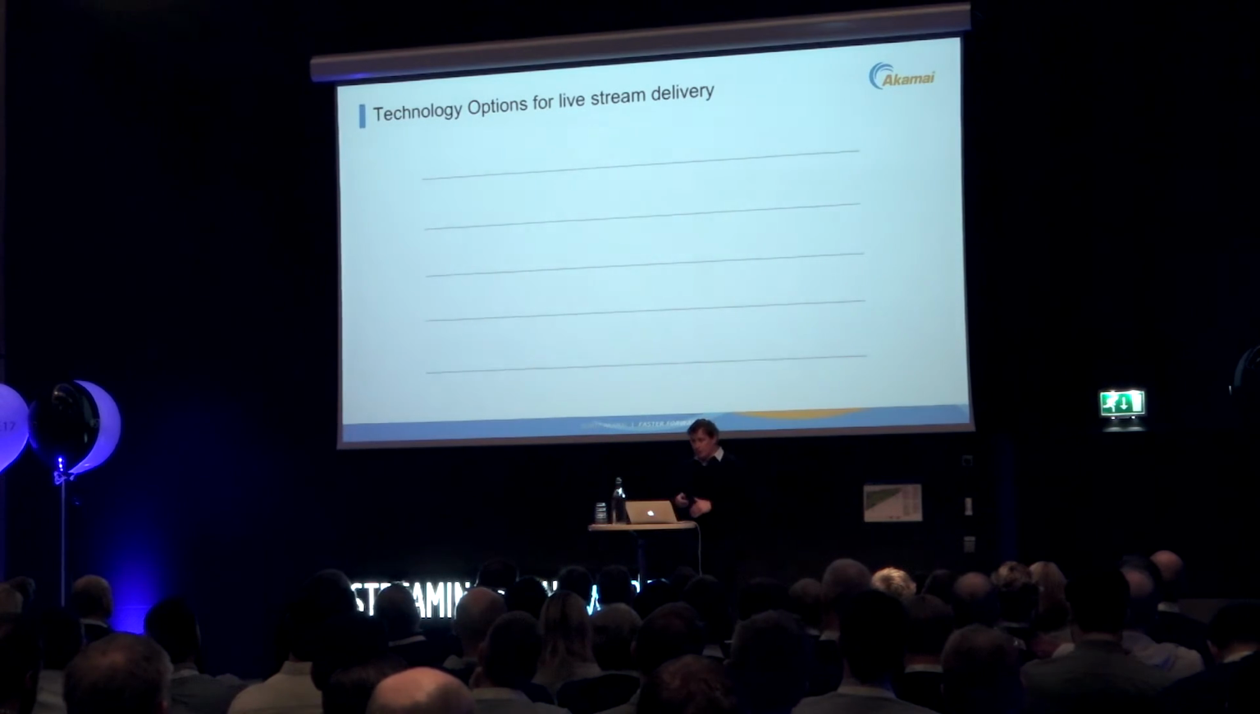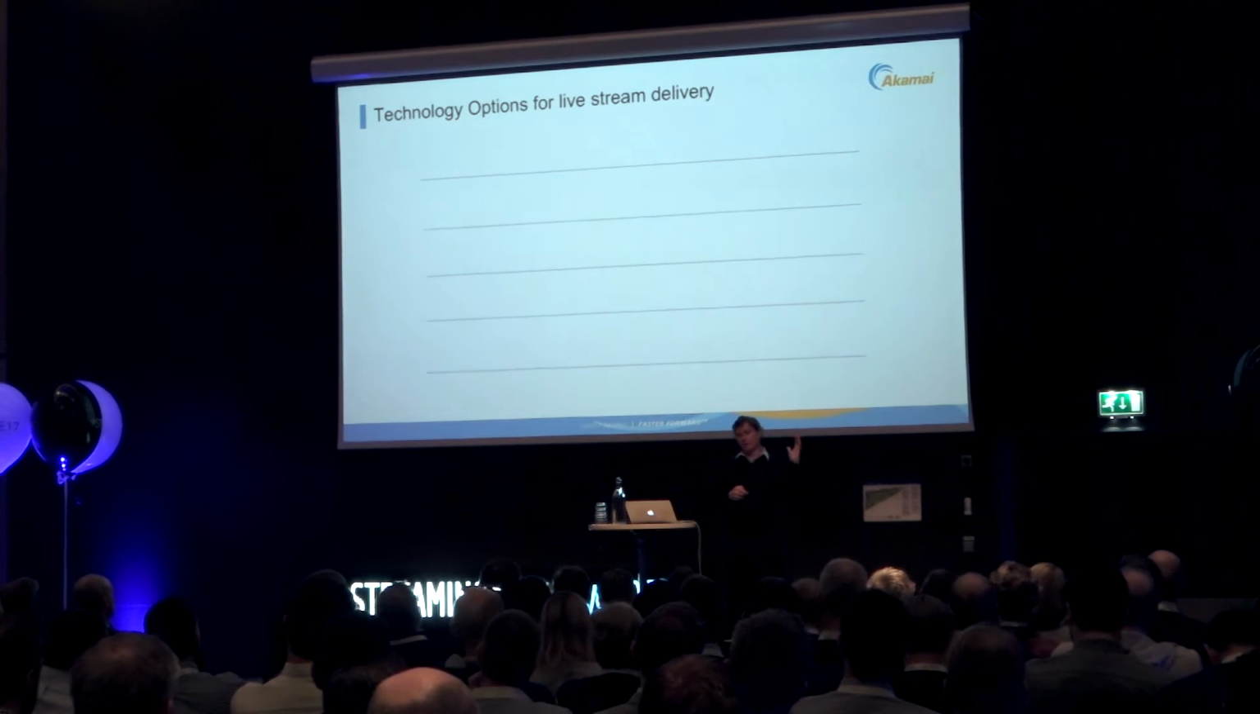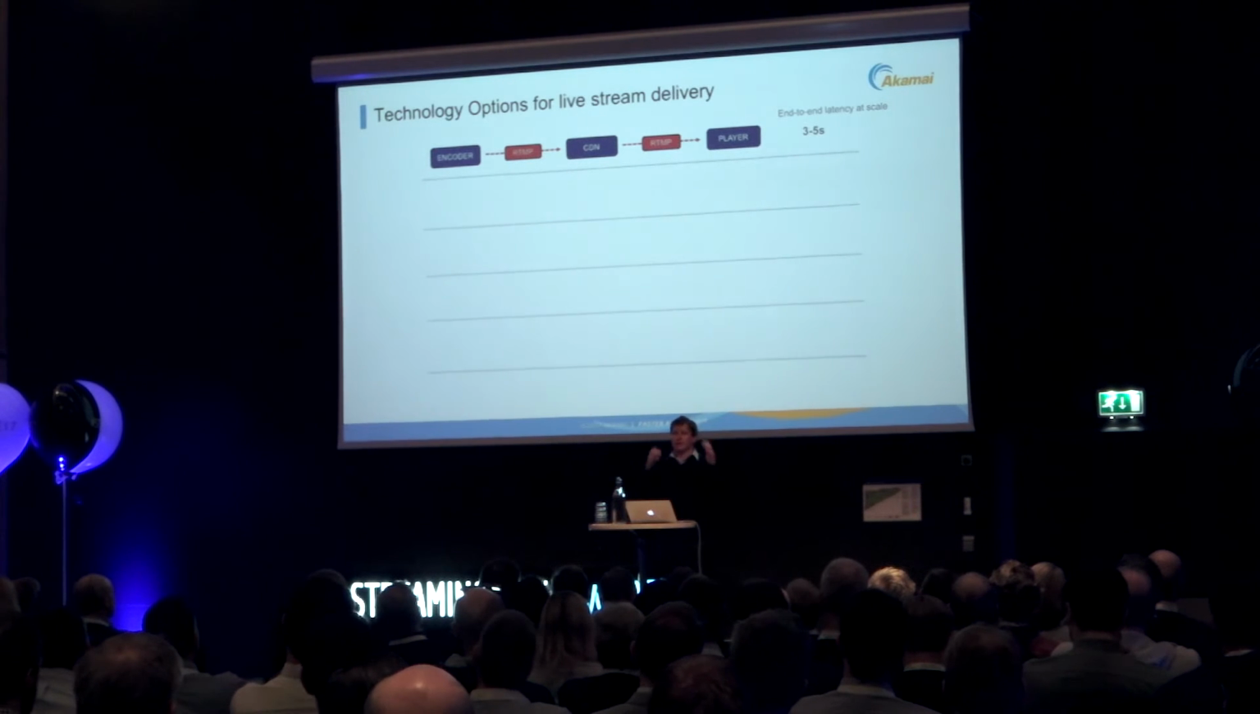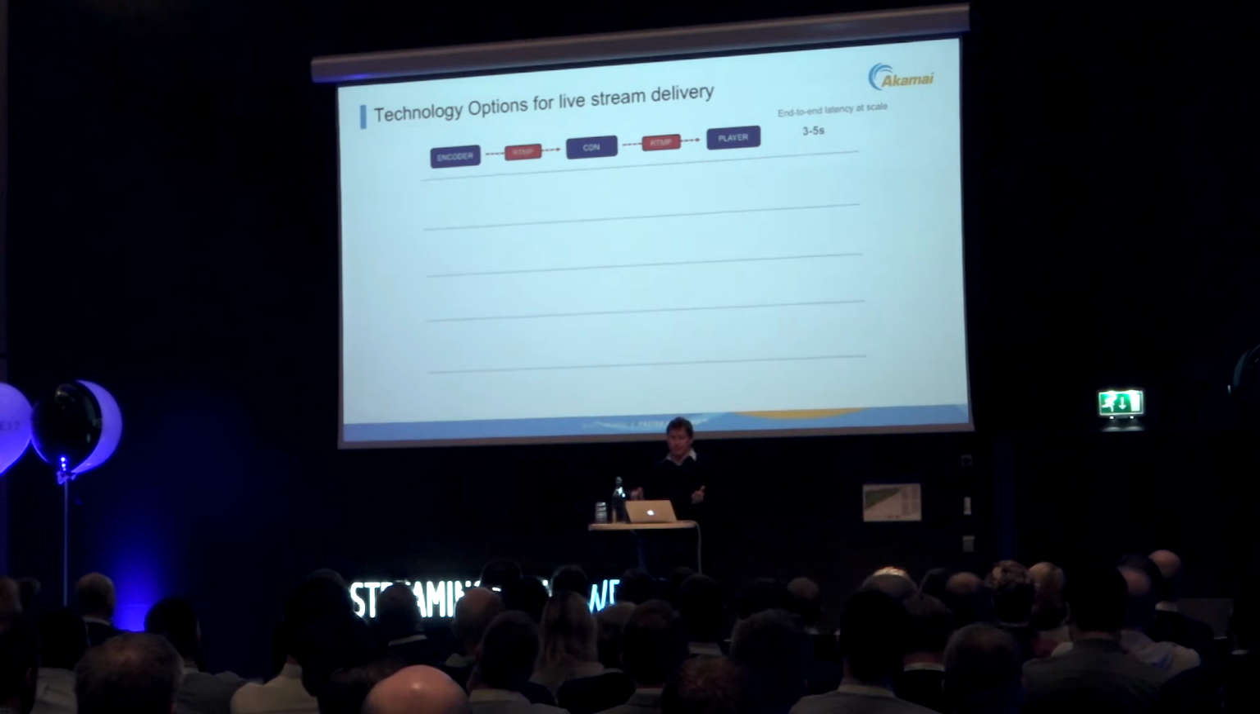Now, there are a number of options for live stream delivery, and I just want to go through some of them and look at their applicability in terms of latency. So typically, you always have an encoder. It's producing some input format. It goes to a CDN. There's an output format, and it goes to a player.